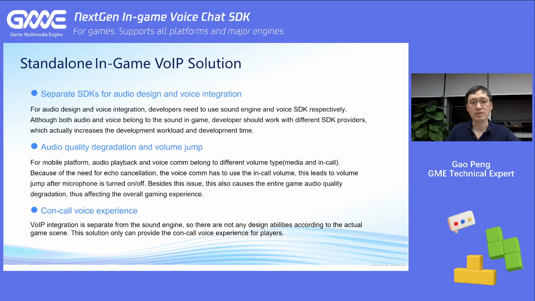There are two types of volume for mobile platforms. One is media type volume, which is used for the audio playback. The other is in-call volume, which is used for the voice communication. In order to do the echo cancellation, the media volume type has to be switched to the in-call volume. So in this case, players can not only notice the volume drop, but also can notice the audio quality degradation.